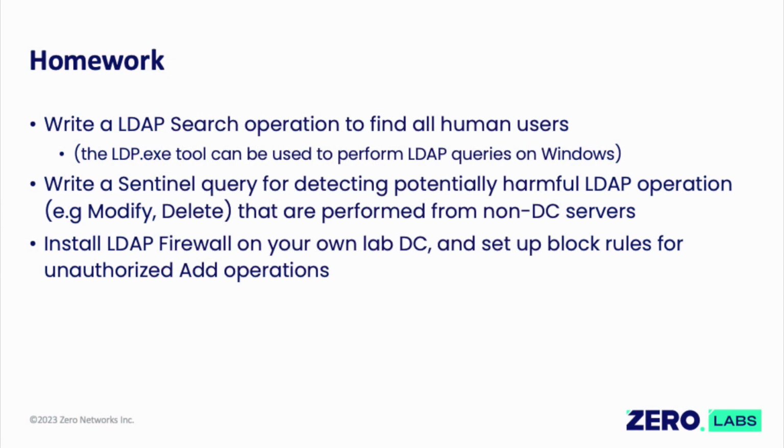Here are some ways to get hands-on experience with LDAP Firewall. One: generate an LDAP search and find all human users, excluding service accounts. On Windows, the ldp.exe tool can be used to perform LDAP queries. Two: create a query in Sentinel to detect potentially harmful LDAP operations originating from non-DC servers. This could be requests such as modify and delete. Three: in your own lab, install LDAP Firewall on the domain controller and set up a rule to block add operations from unauthorized sources.